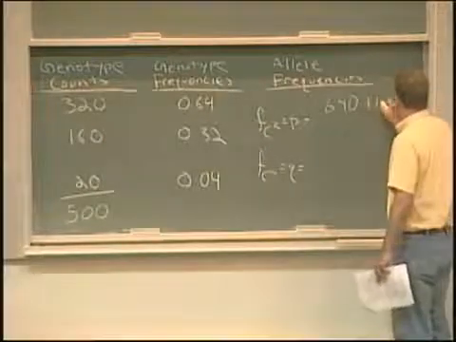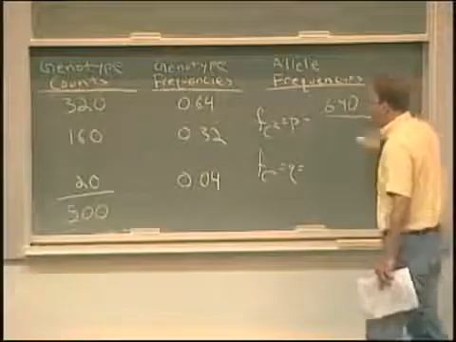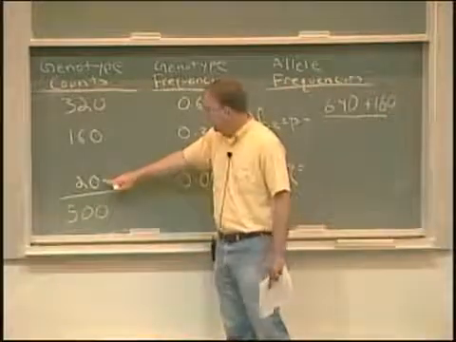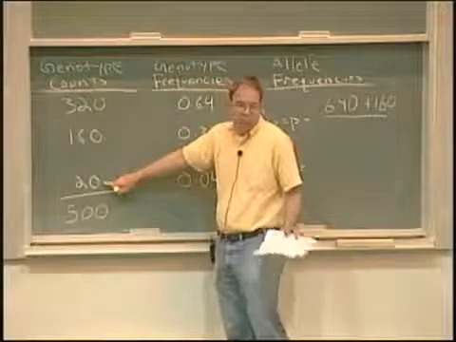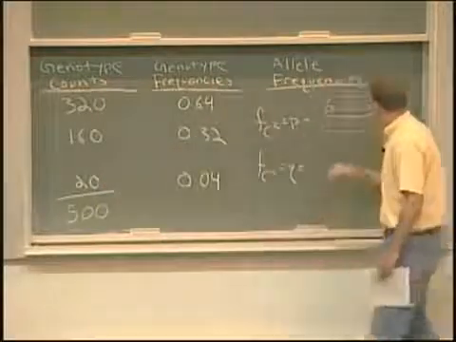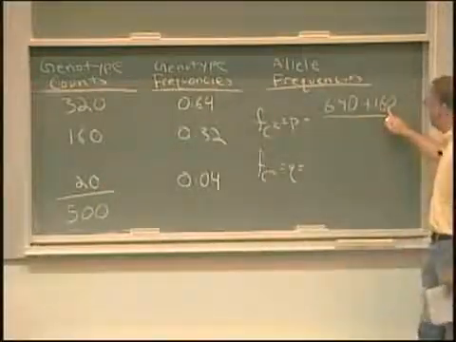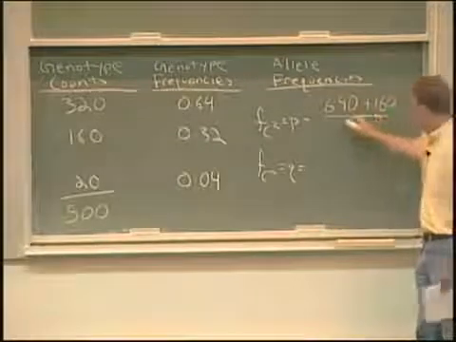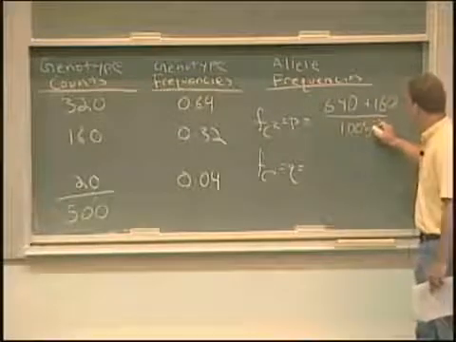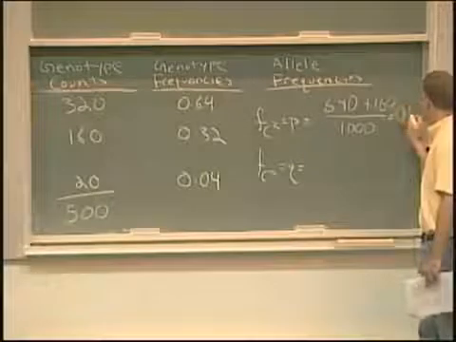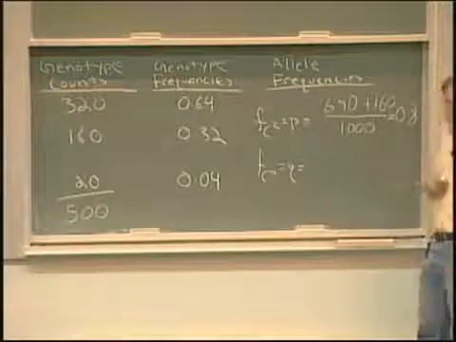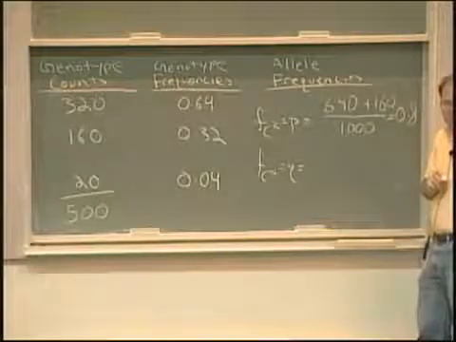So plus 160, and then you just divide. Oh, and then we can ask the question: how many of these CR alleles are found in these individuals? 0, right? So we have 640 plus 160. That should be 800. Divided by the total number of alleles, which is 1,000. That gives you 0.8. True? If I didn't make a mistake in my math.